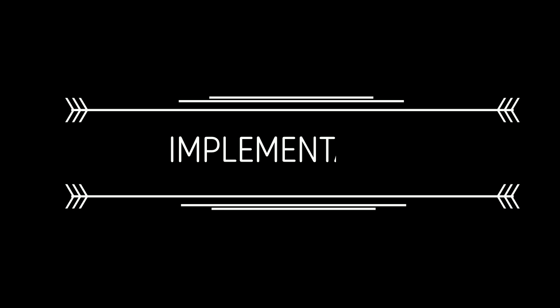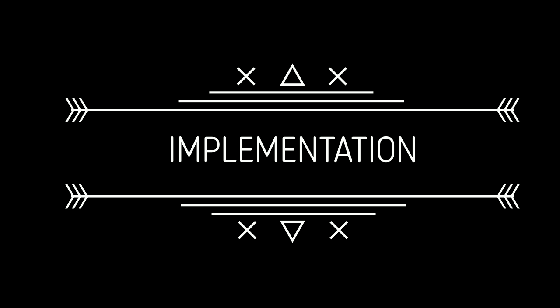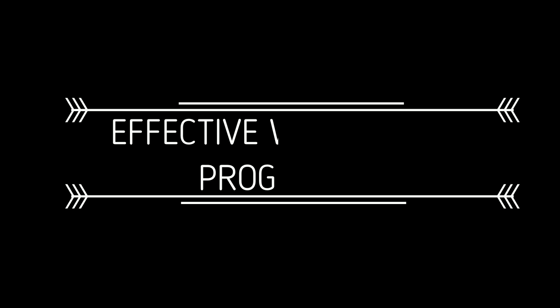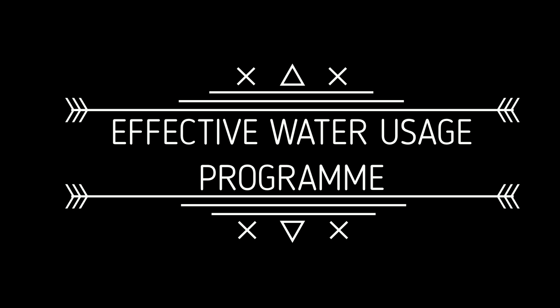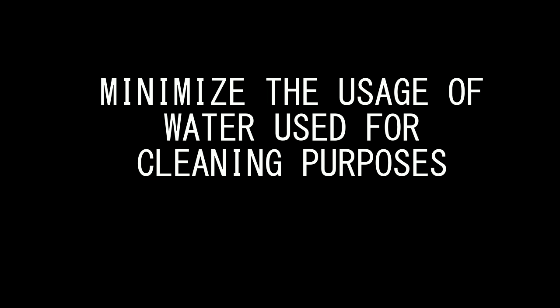Principle number 3 of EMS is implementation. Implementation in EMS context is the realization of environmental policy. The top-ranked program of our EMS is Effective Water Usage Program. This program is planned in order to minimize the usage of water used for cleaning purposes.